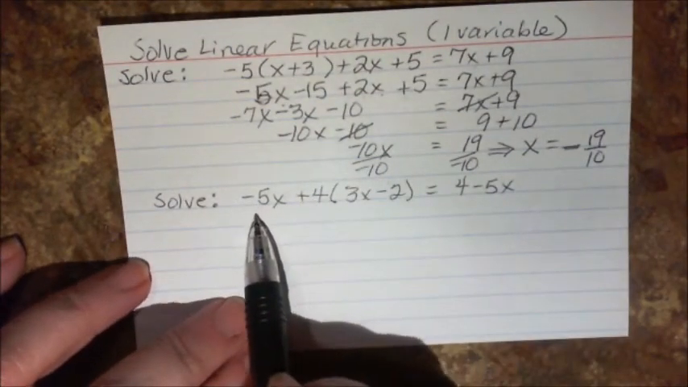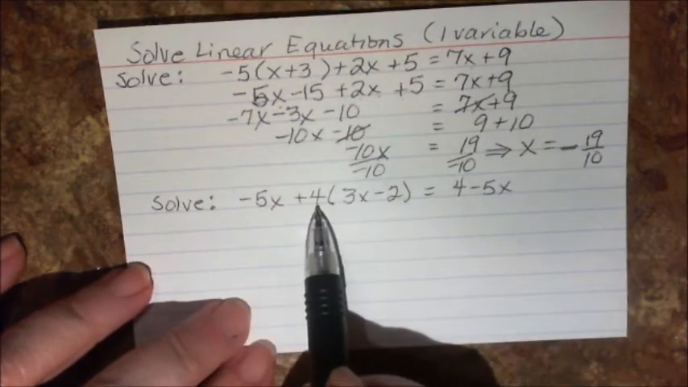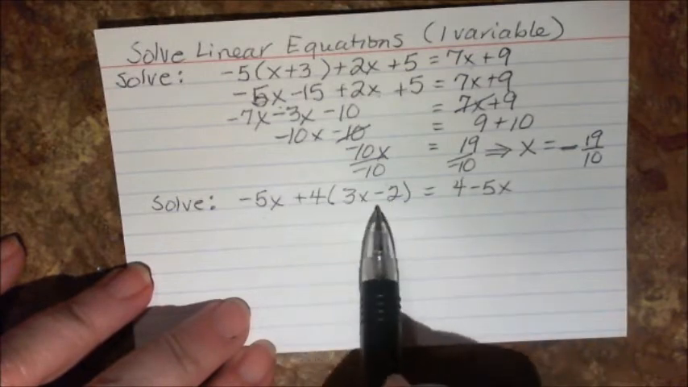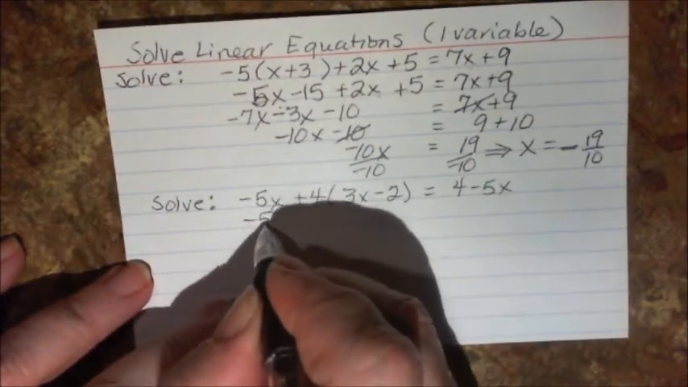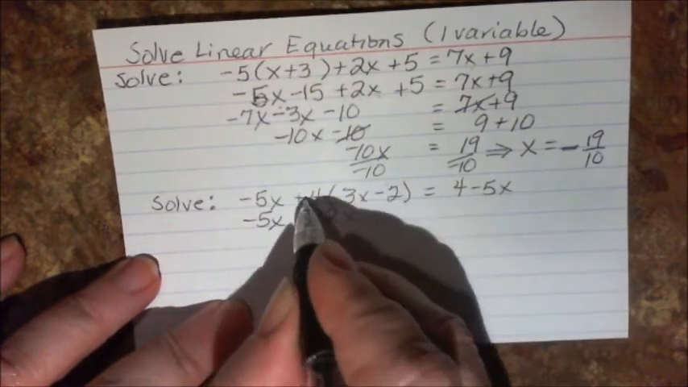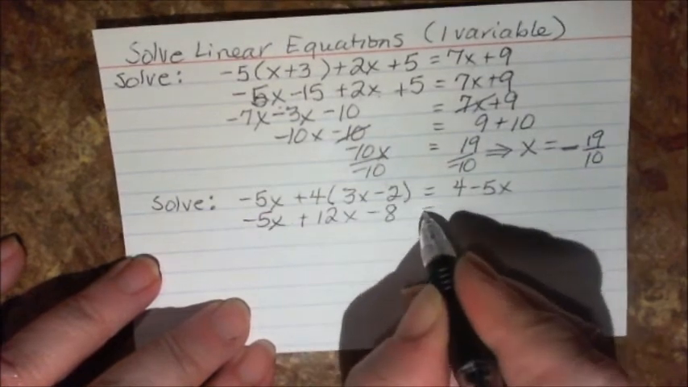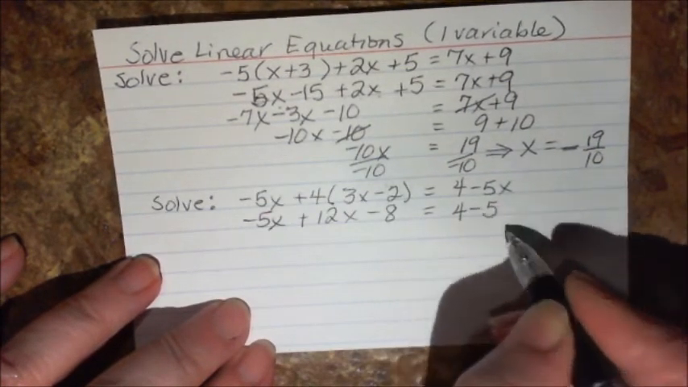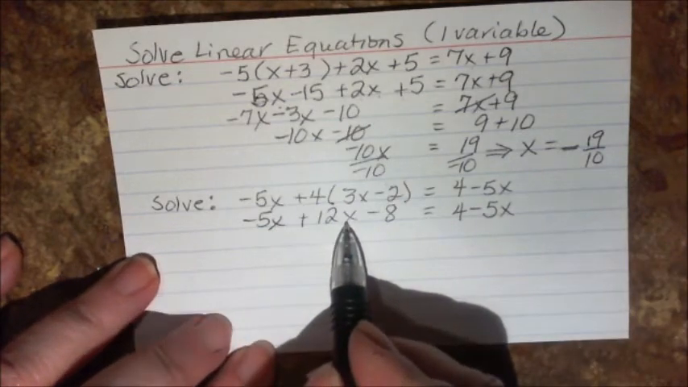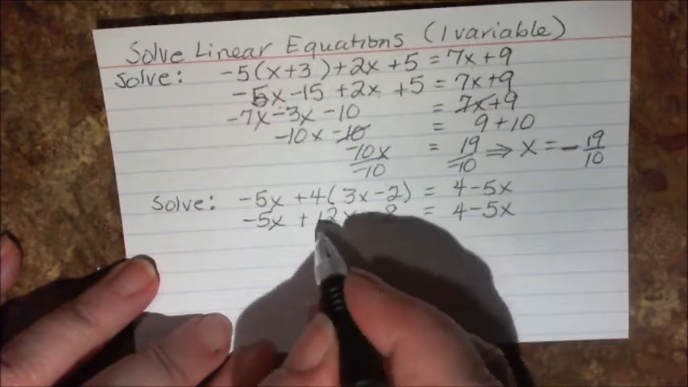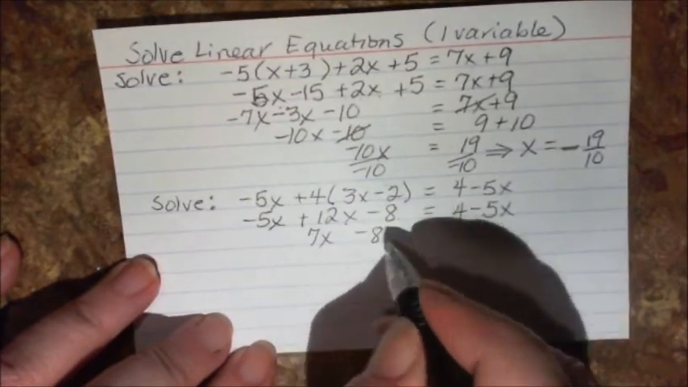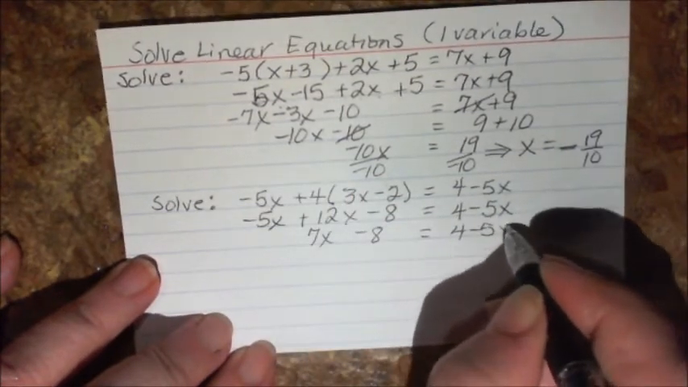Let's look at another example. We need to again clear parentheses in this equation. Notice we only have one variable, x. Well, we need to clear the parentheses. So negative 5x, and then we'll distribute the positive 4 for plus 12x minus 8. And continue to write is equal to 4 minus 5x. Like terms on the left side, negative 5x plus 12x combine for positive 7x minus 8 is equal to 4 minus 5x.